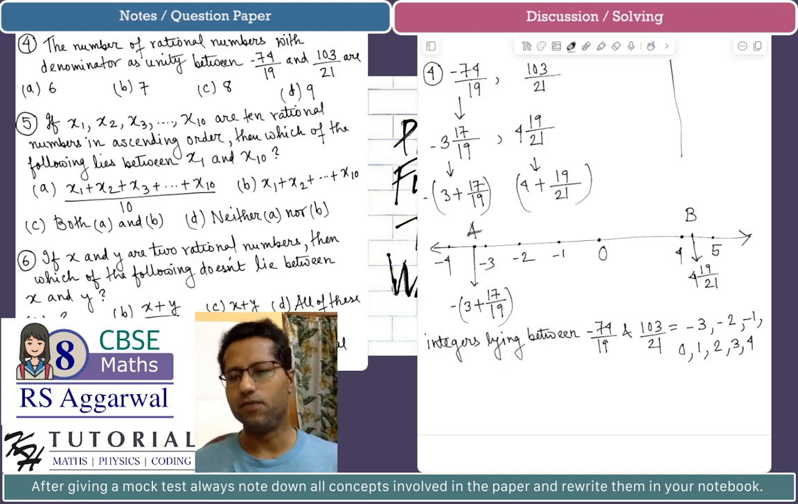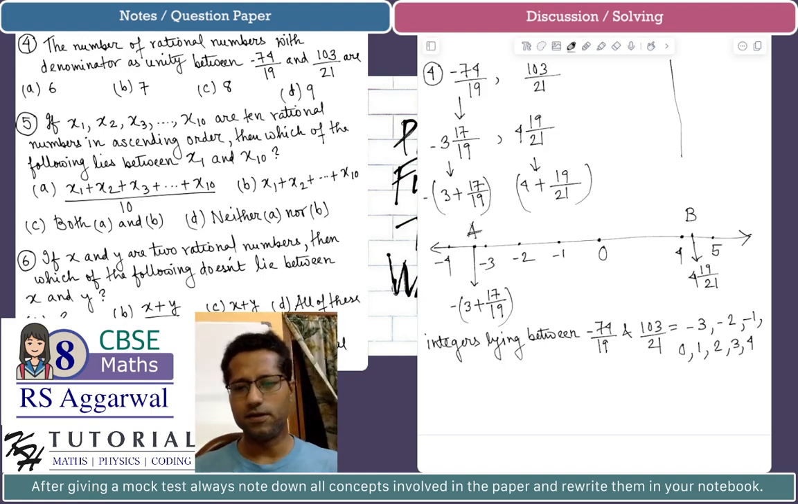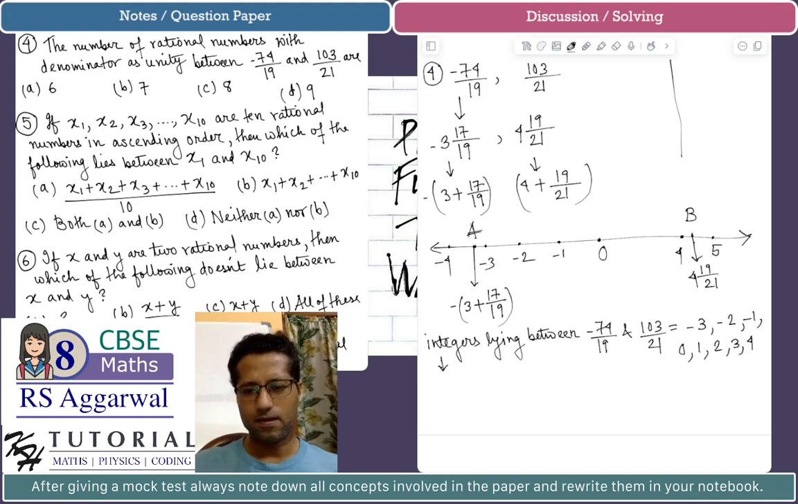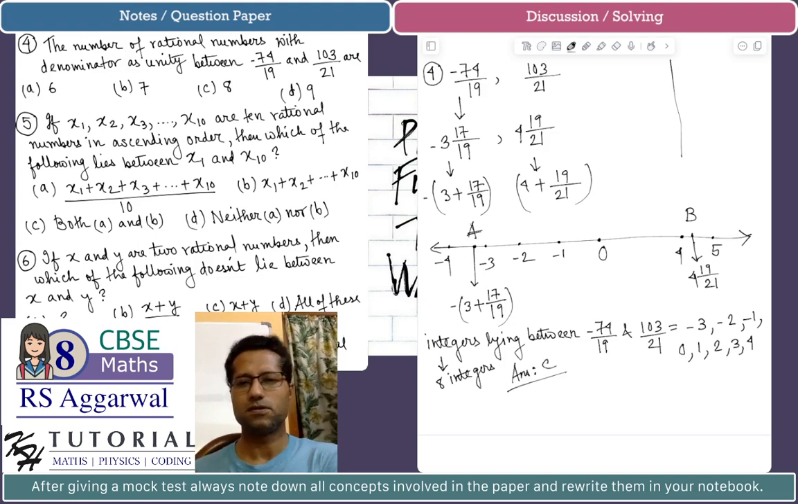Between means all the integers have to be greater than -74/19 and less than 103/21. So how many integers have we found? 1, 2, 3, 4, 5, 6, 7, 8. So 8 integers. The answer is choice C.